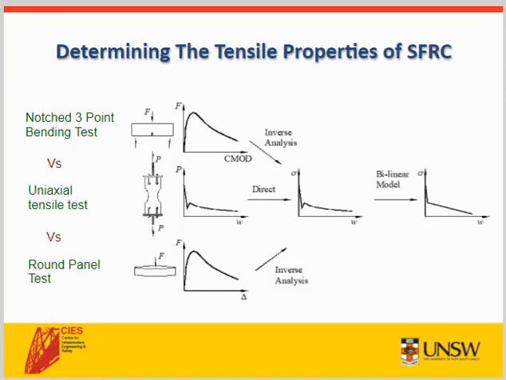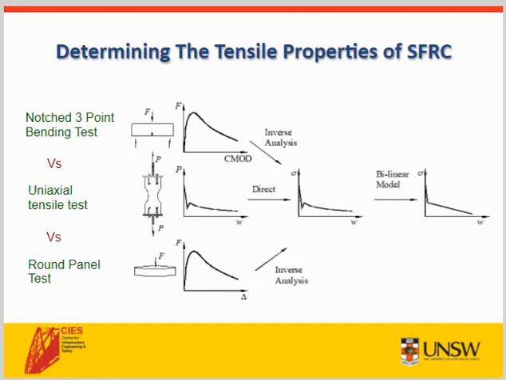And there are three main ways we can do this. The first is through a 3 or 4 point notched or unnotched prism bending test. The second is through a uniaxial tension test, and the third is through a determinate round panel test. And each of these tests have their pros and cons. The notched 3-point bending test is a relatively easy test to perform, and most laboratories have the capacity to conduct this test. But there's usually a large amount of scatter associated with the test results from this particular test.